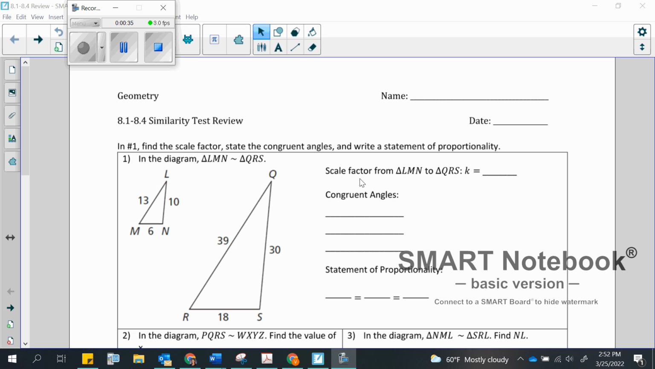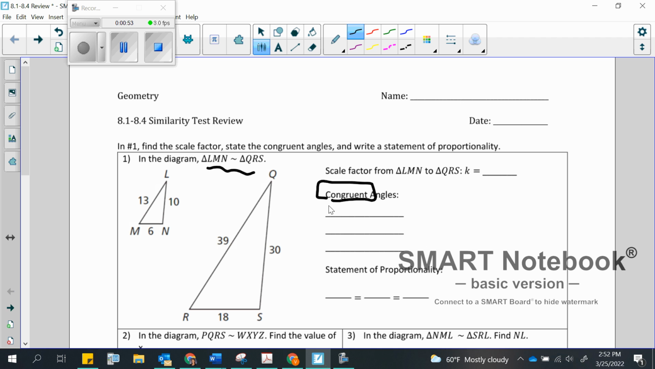So first thing we want to find, it says find the scale factor, state the congruent angles, and write a statement of proportionality. So we are told that LMN is similar to triangle QRS. Remember, the similarity statement tells us which angles are congruent, because the angles in similar figures are congruent, and which sides are proportional. So looking at this, we know that angle L is congruent to angle Q, so we can mark them congruent. And that's what it's asking us to list.